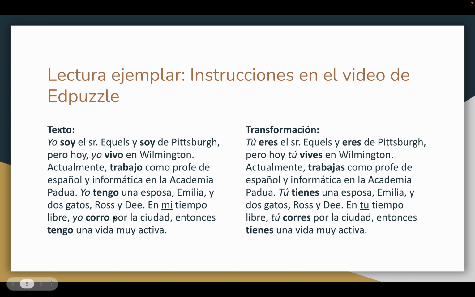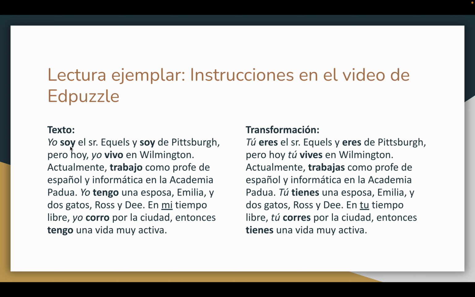So this is going to be a new verb for you, so feel free to add it to your vocabulary and see what it means and look at the conjugations. Now, what we can see here on the right is basically the exact same paragraph. However, the subject has been changed from yo to tú, and as a result, we can see that all of the verbs are changing due to the change in the subject.